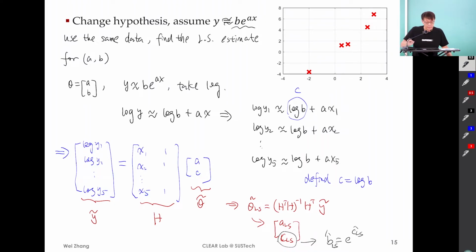Okay? So that's how you do it indirectly. That's one way to do it. You can estimate, but you can directly use nonlinear least square. That shouldn't be a problem as well. But this is one typical way of turning a nonlinear problem into a linear least square problem. Okay, let's take a break.